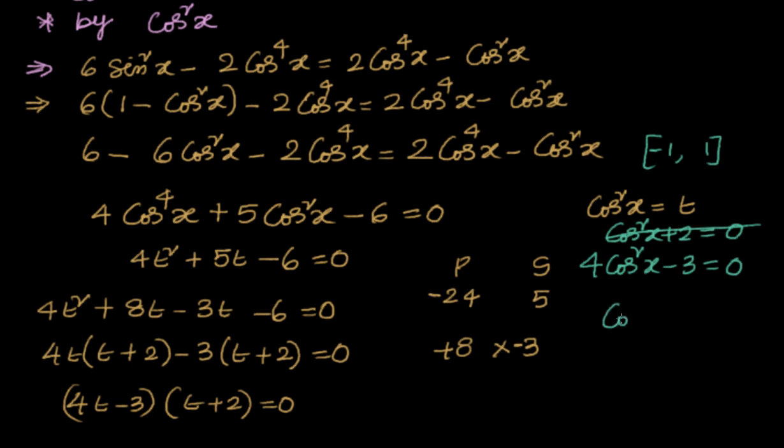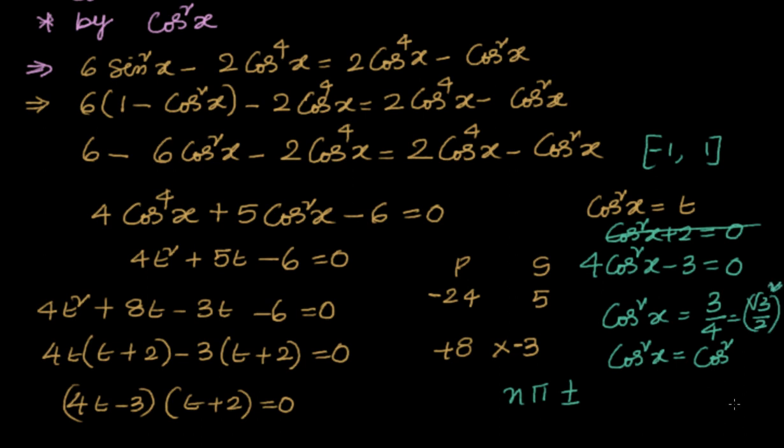4 cos square x equal to 3 gives me cos square x equal to 3 by 4. This is of the form cos square x equal to k. So the general solution is n pi plus or minus alpha. My alpha comes from cos square x equal to cos square of 30 degrees, root 3 by 2 whole square. Can I write it as root 3 by 2 whole square? And you know cos 30 equal to root 3 by 2. That means cos square pi by 6. So n pi plus or minus alpha, where alpha is pi by 6. So the general solution for this is n pi plus or minus pi by 6.